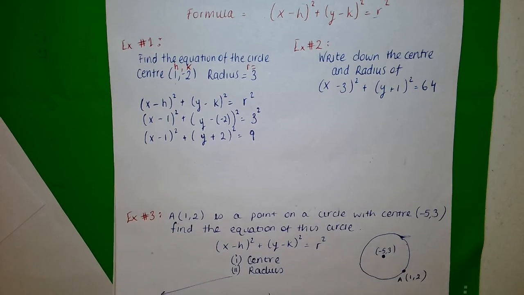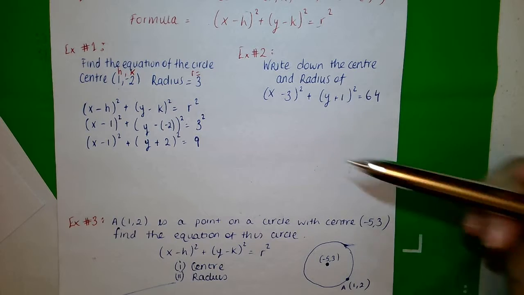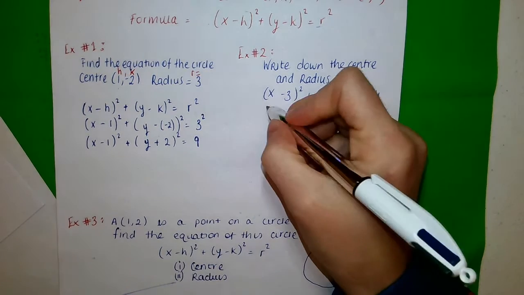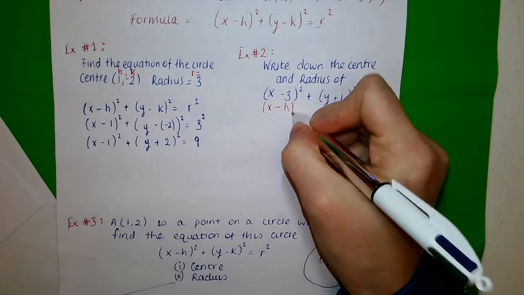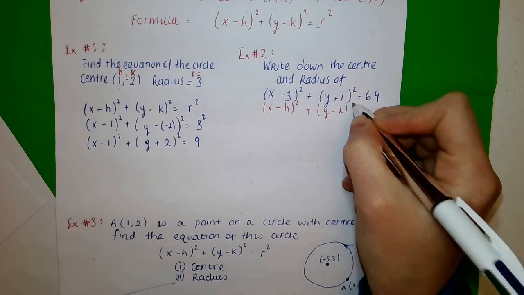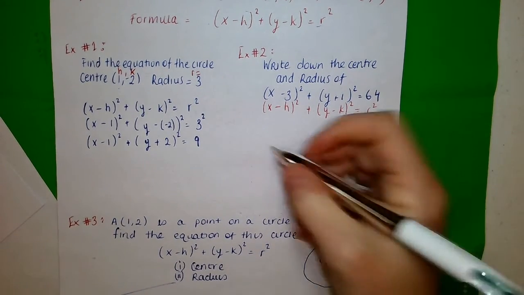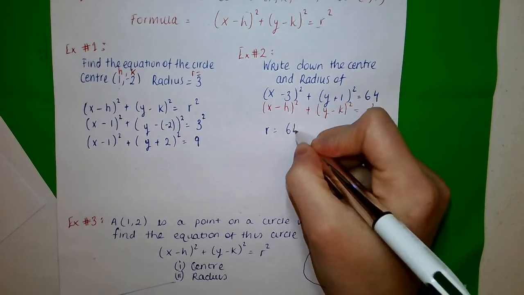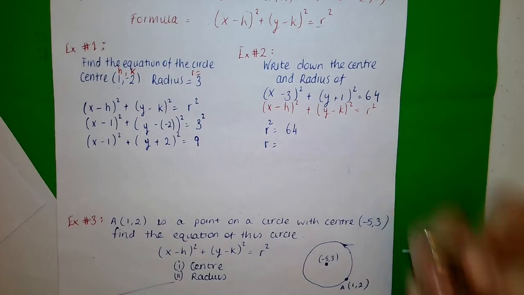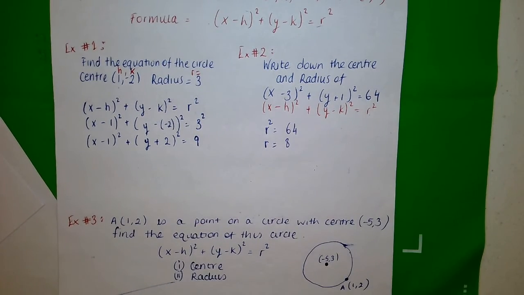Another way the question could be asked is they could ask you to write down the centre and radius given the equation. So if we go back and compare our formula to the equation that they've given us, we can clearly see that r² is equal to 64. If we want to find our radius, which is just r, we get the square root of both sides. So our radius here is 8.